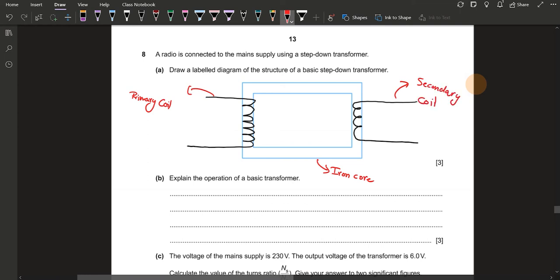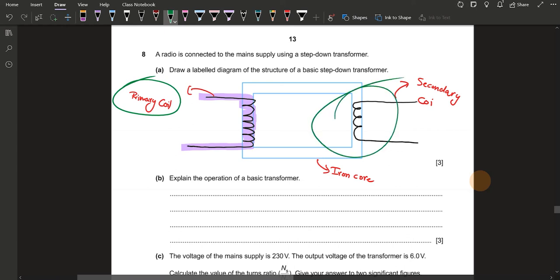So part B says, explain the operation of a basic transformer. These questions are usually repeated and you have to memorize the stuff. I can explain this in a simple drawing. When you pass current from here, what happens is that this current creates a magnetic field in the primary coil. As a result, the magnetic field increases and interferes with the magnetic field of the secondary coil. Hence, an induced EMF on this side is produced and you get current on this side.